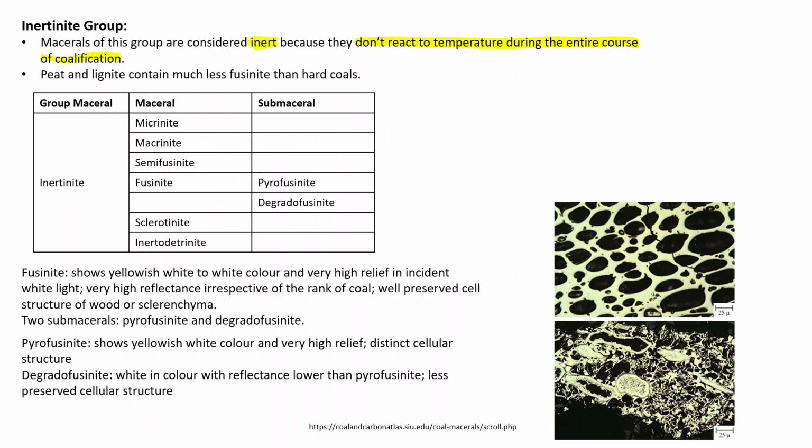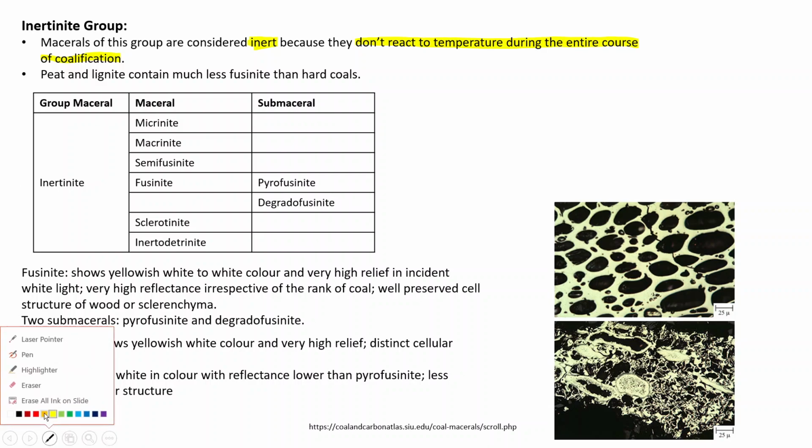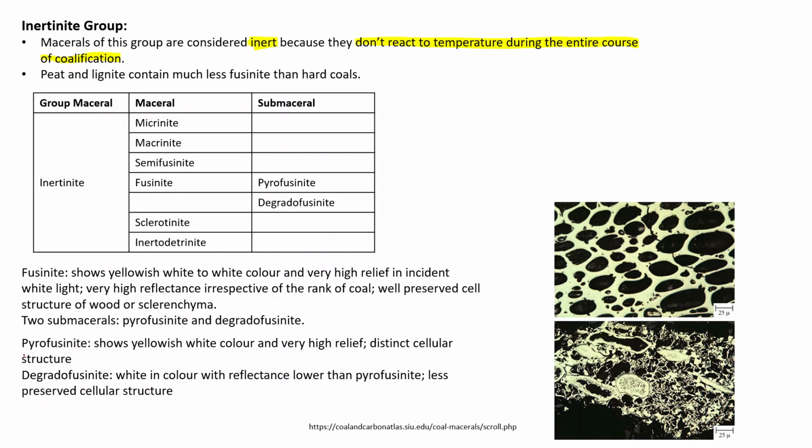As a rule, you should remember that peat and lignite consist of much less fusinite than the hard coals. You should remember this. And the inertinite group of macerals are richest in carbon content of all constituents. They are particularly common in the bituminous coal or the hard coals.